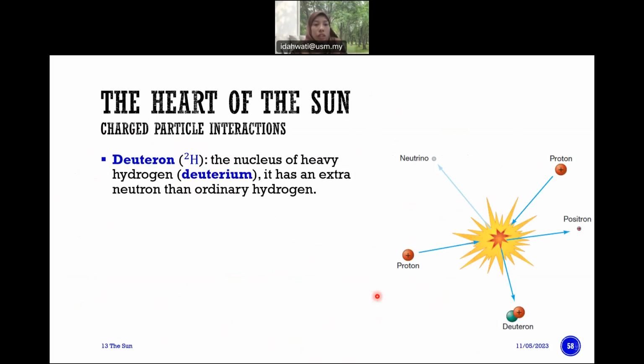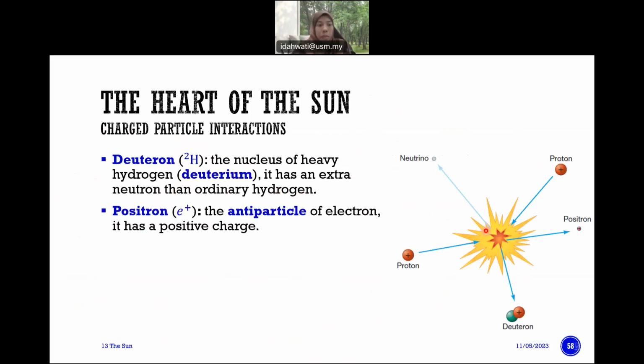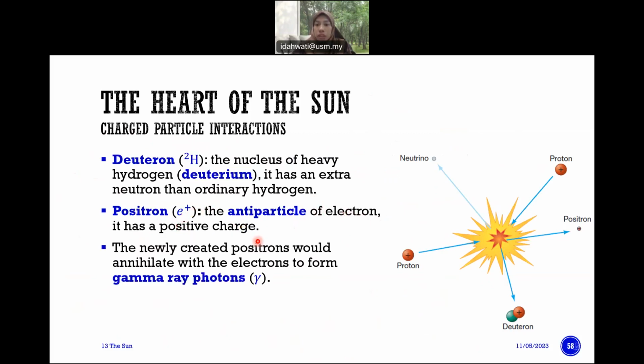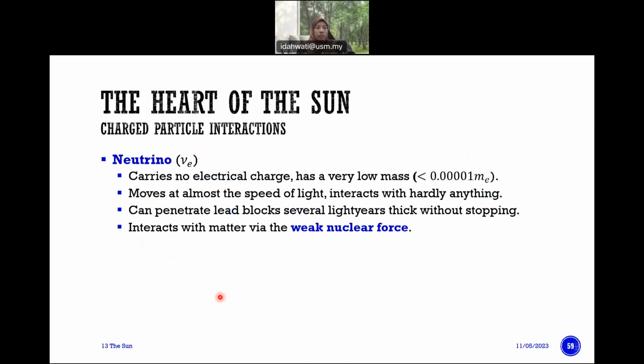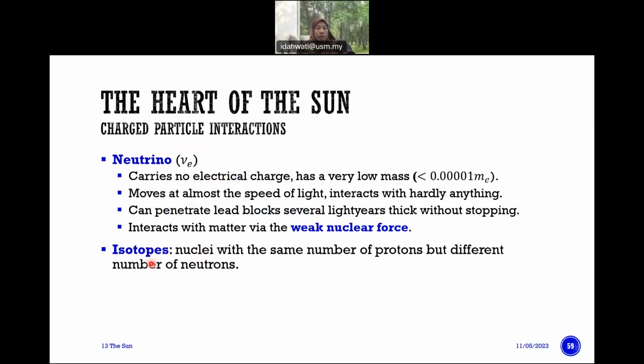the nucleus of heavy hydrogen called deuterium, it has an extra neutron than ordinary hydrogen. How about the positron? We have e plus, the positron, the antiparticle of the electron. It has a positive charge, and also the gamma ray photons. Neutrino is νe, which involves the weak nuclear force. And isotopes also, I think almost all of you are familiar with this term.